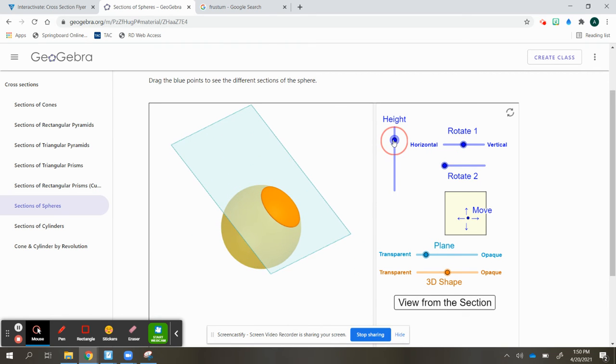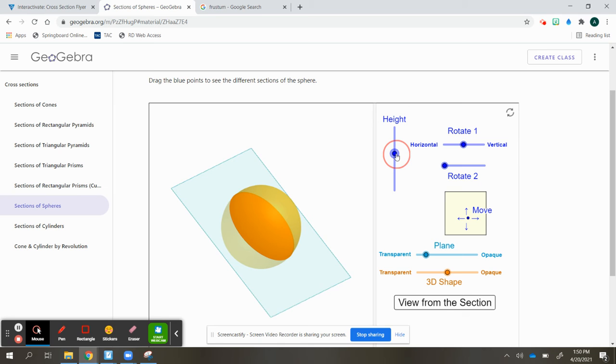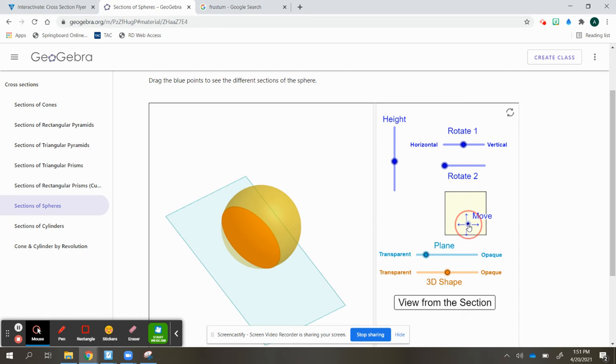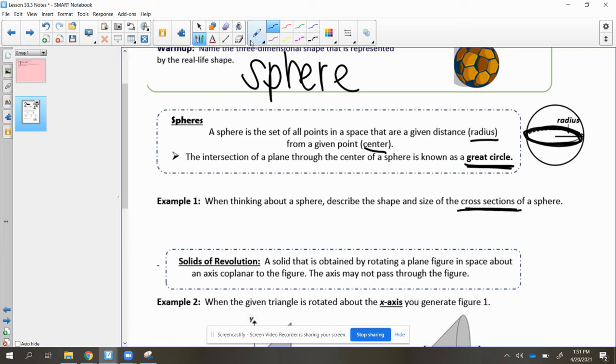Now, in particular, your biggest circle, again, is going to come when we are directly cutting through the center. You can even see that from this visual. But the cross sections always are going to be circles, okay? And again, those circles will differ in sizes. They're just similar to each other. So we would say that the cross sections are circles of varying sizes.